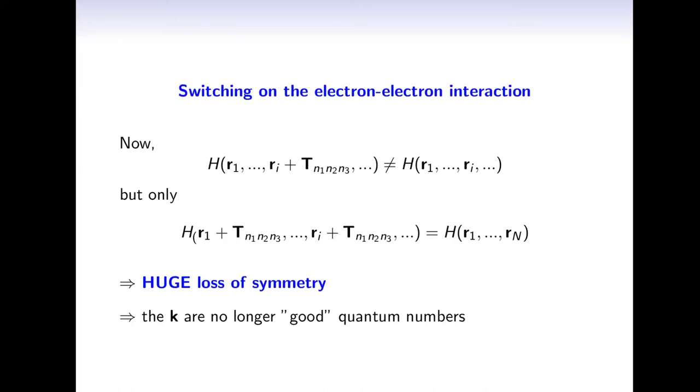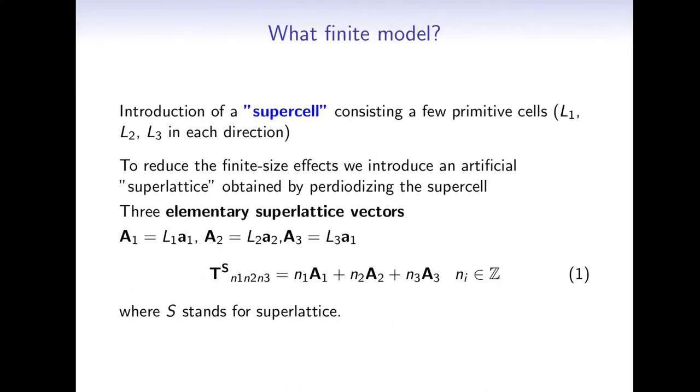Now, when you switch on the electron-electron interaction, the important point is that the symmetry when you move one electron is no longer valid. It's obvious because if you move one electron and let the other electron fixed, because of the electron-electron repulsion, you change the electron-electron potential. But the only symmetry left is the fact that you move all the electrons together with a given translation. So in the exact setting, with a correlated wave function, you no longer have k, small k, as good quantum numbers.